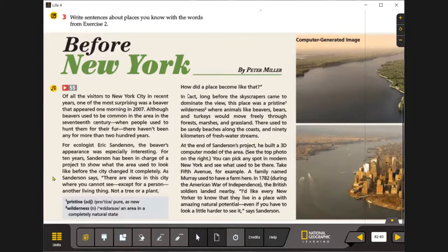Me. Okay. How did a place become like that? In fact, long before the skyscrapers came to dominate the view, this place was a pristine wilderness where animals like beavers, bears, and turkeys could move freely through forests, marsh, and grasslands. There used to be sandy beaches along the coast and 90 kilometers of freshwater streams. Okay. Thank you. And the last one, please.